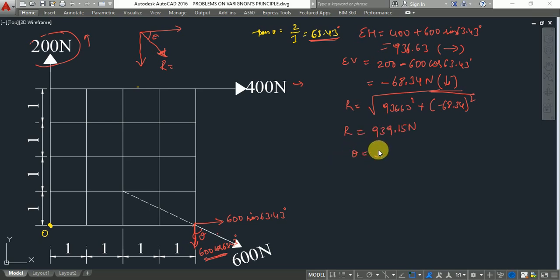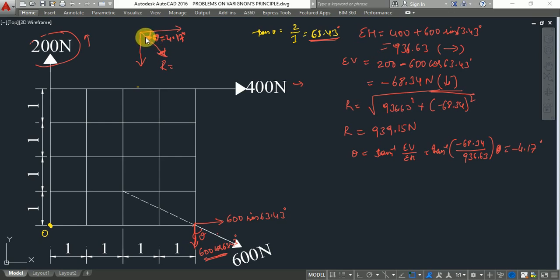Now theta is equal to tan inverse of summation of vertical divided by summation of horizontal, which is equal to tan inverse of minus 68.34 over 936.63. So your theta will be equal to minus 4.17 degrees. Minus indicates I need to measure the value of theta in a clockwise direction. The value of theta is equal to 4.17 degrees. This is the theta.